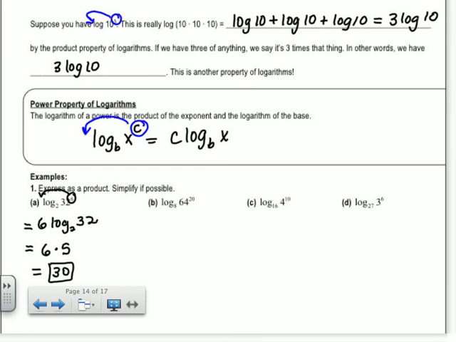Wait, what happened to the 6? It's there. I mean, the 2 to the x equals 32. Oh yeah, we're just doing that part in our head. A lot of this is mental math. All right, you guys try B. See what you get.